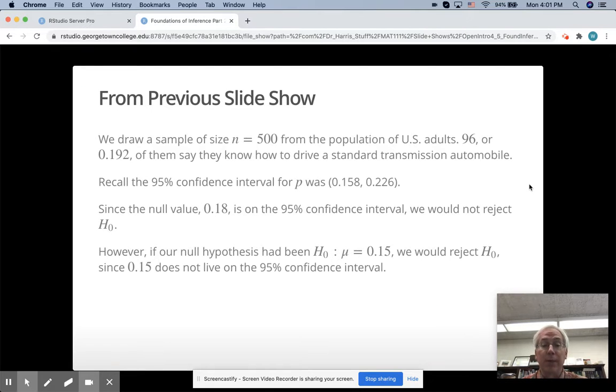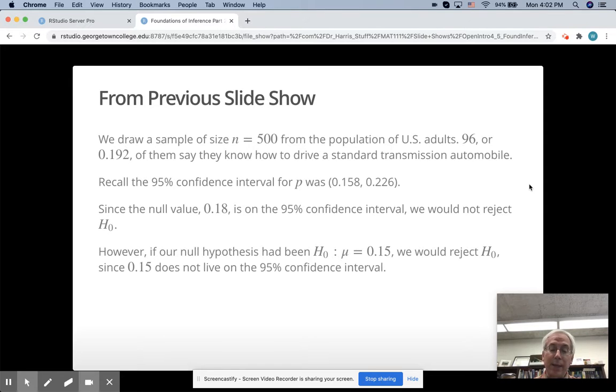It should be rejected. If, on the other hand, we came into our data collection saying that we thought that it was only 15%, then since 0.15 is not on the confidence interval, we would reject that null hypothesis. So again, if we have a null value and a confidence interval, we're just asking, is that null value on the interval? If yes, fail to reject the null hypothesis. If no, then reject the null hypothesis.